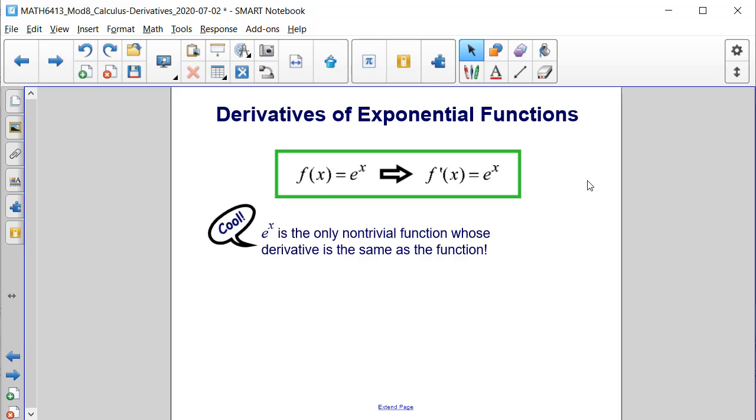The next derivative for exponential functions is the one that we actually proved, which is that if f of x equals e to the x, then the derivative of our function, or f prime of x, will also equal e to the x, which is pretty cool. E to the x is the only non-trivial function whose derivative is the same as the original function.